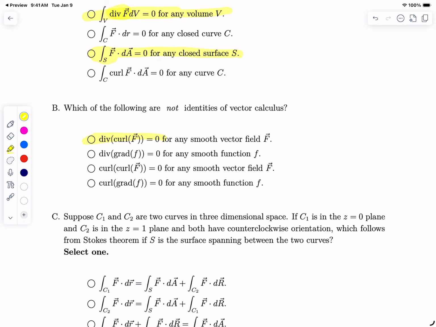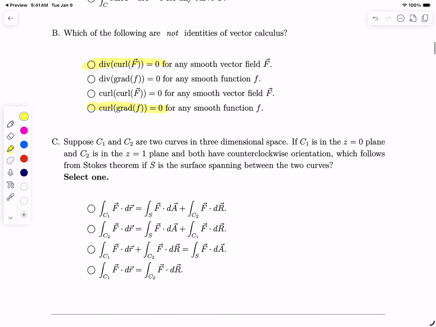I don't think so. Curl of curl is 0. I don't think. Curl of gradient is 0. The curl of a gradient field is always 0. These are two things that we just discussed in this section, which is 20.3, I think.